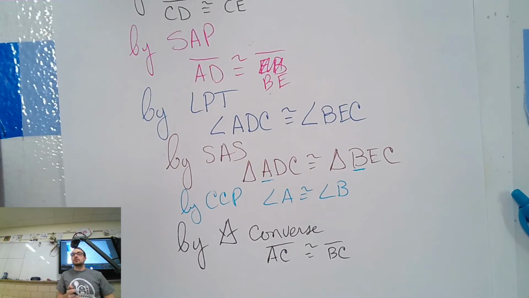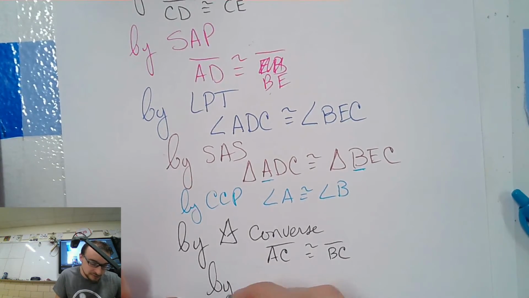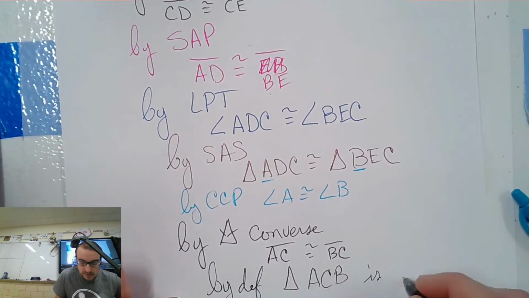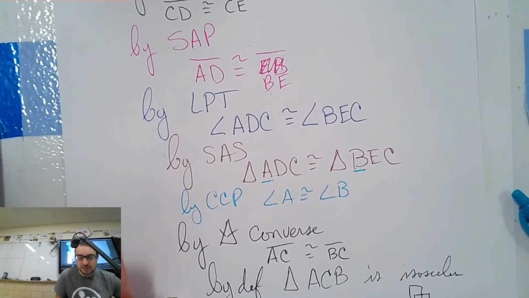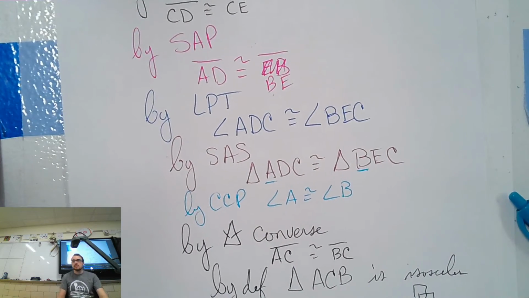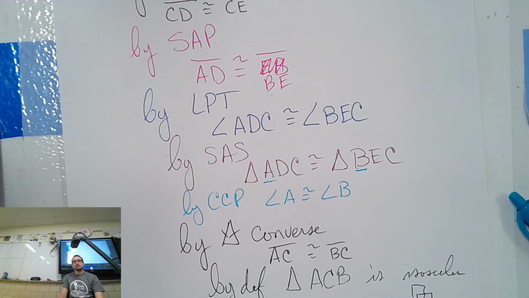And if that's true, then isn't our triangle isosceles? So now we say by definition, triangle ACB is isosceles. Remember, when you use by definition, you're saying it fits the definition, right? Definition of isosceles means two sides are the same, and oh boy, we got it. Are you starting to feel a little bit better about this? Okay. Can anybody think of a more efficient way of doing this?